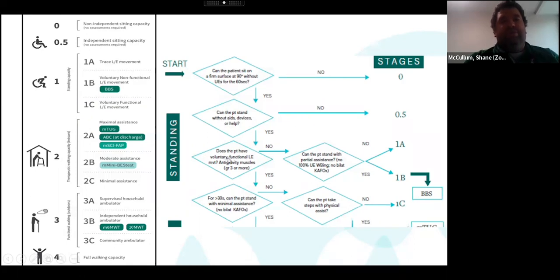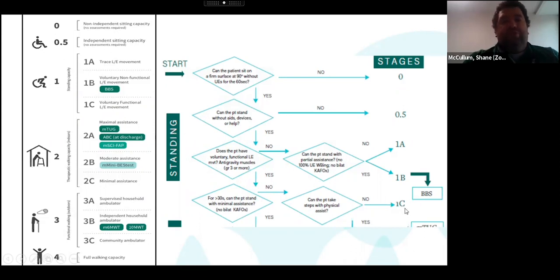Does the patient have voluntary functional lower extremity movement and anti-gravity muscles? Yes, that was in 6 of the 8 muscle groups. So you move down again. And can they stand for greater than 30 seconds with minimal assistance? So they were only able to stand for 10 seconds at this point. So it would be a no. And then can the patient take steps with physical assistance? That's no. So they would be a 1C at admission.